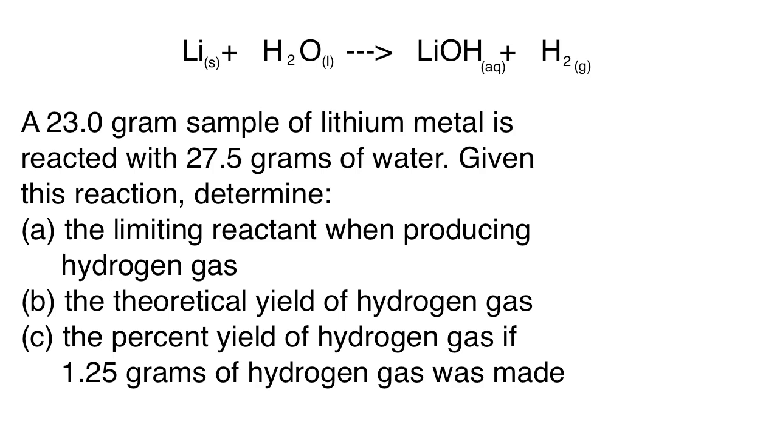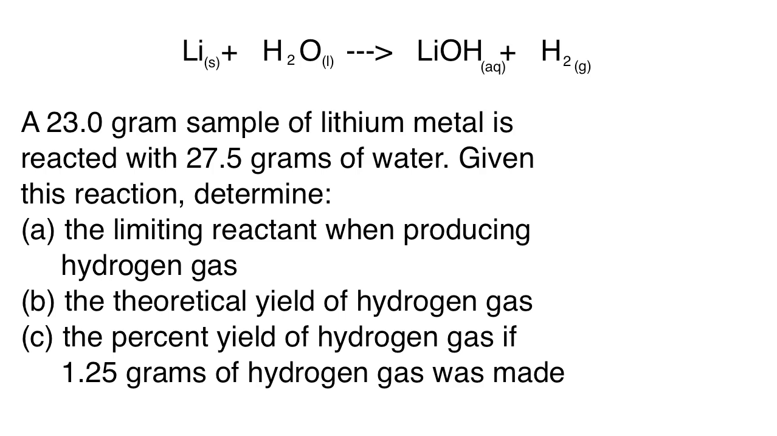Now, given this reaction, determine, and you can see A, B, and C, the limiting reactant when producing hydrogen gas. So we're framing this question by saying, I'd like to produce hydrogen gas. Which of these two reagents is going to be depleted or run out first when attempting to make hydrogen gas? We'll show you how to do that. That's determining a limiting reactant.